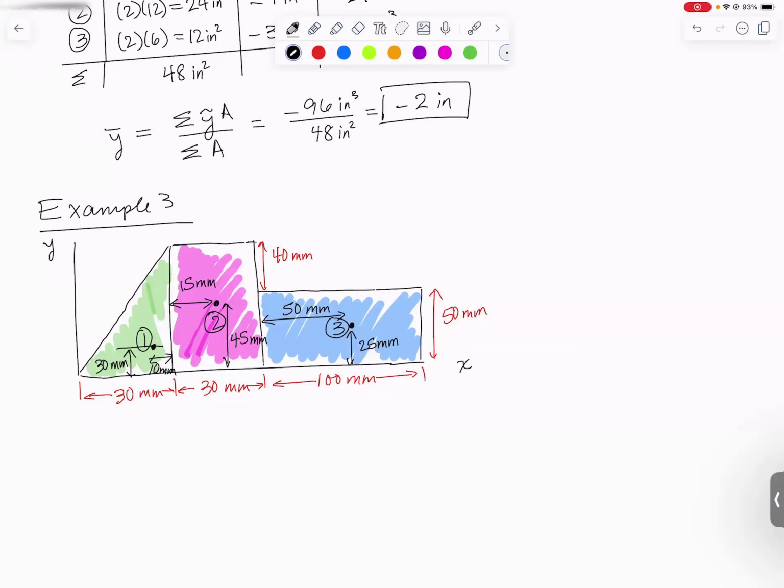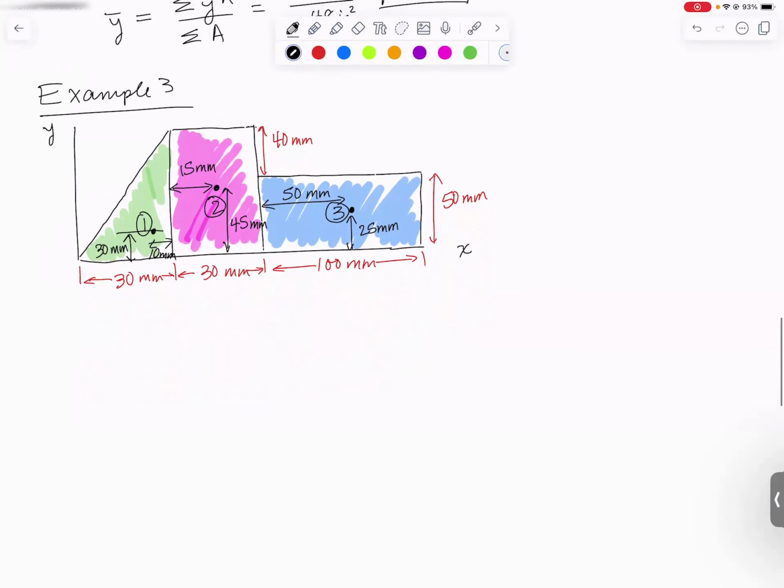We've got a couple of different strategies that we can use to solve for this problem. One would be to simply take the green triangle, add to it the pink rectangle, and subtract the blue rectangle. That will work perfectly fine to solve this problem.